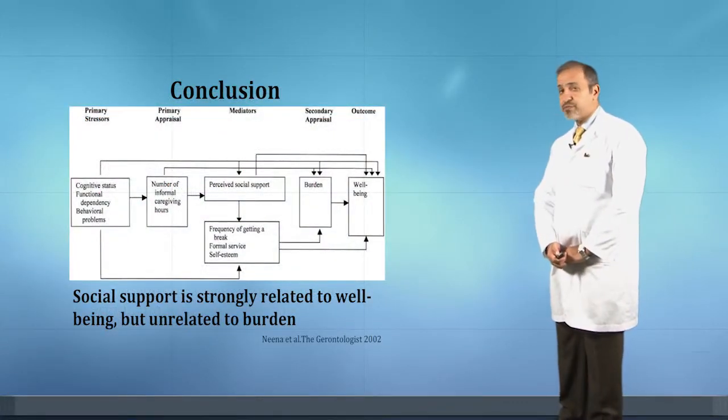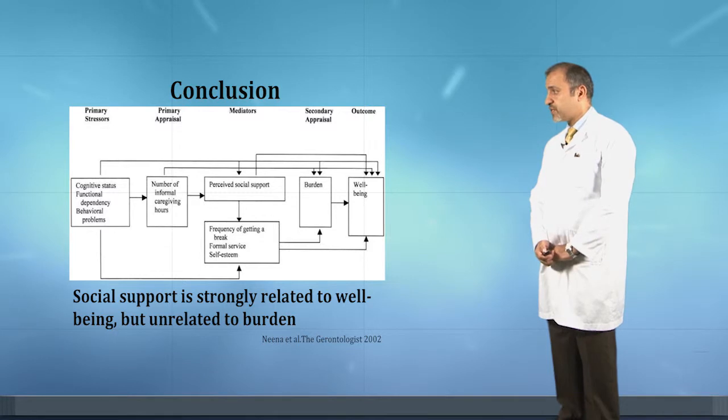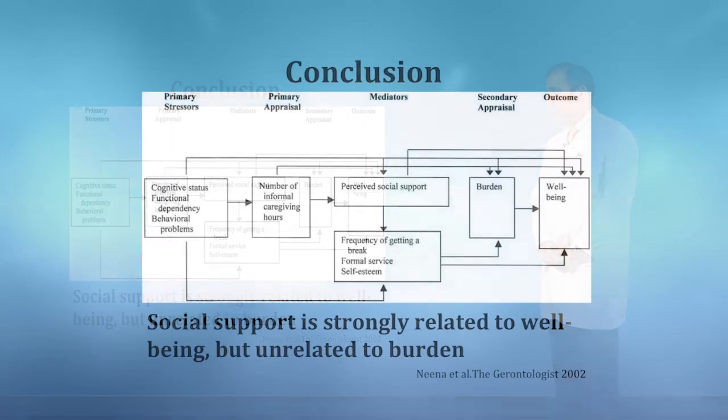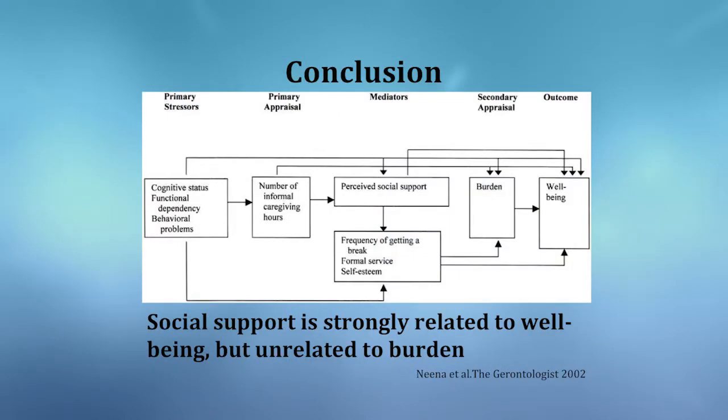In conclusion, there are many stressors that should be addressed and appraised for the caregiver, with respect to social support, breaks, formal services, and self-esteem, to look at the burden of the caregiver and to improve his or her well-being. Social support is strongly related to well-being, but unrelated to burden.